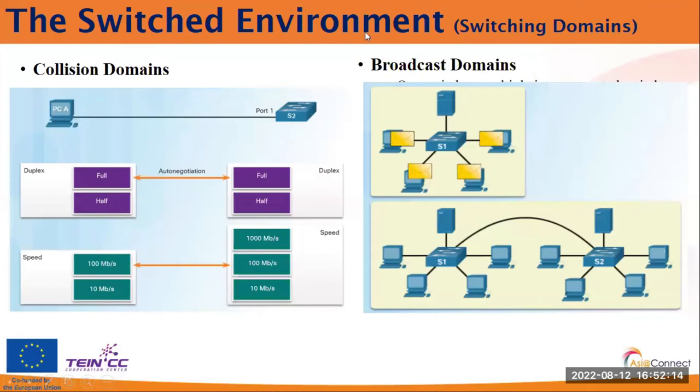Okay, on the other hand, you can see here the broadcast domain. Here for switch one, you can say it is broadcasting all the data packets to all the ports except the incoming port. And if S1 is connected to S2, then if this PC sends a packet, it will broadcast to all these ports. And also, since this S1 switch is connected to the S2 switch, all the ports of S2 will also receive the forwarded packet. Okay.